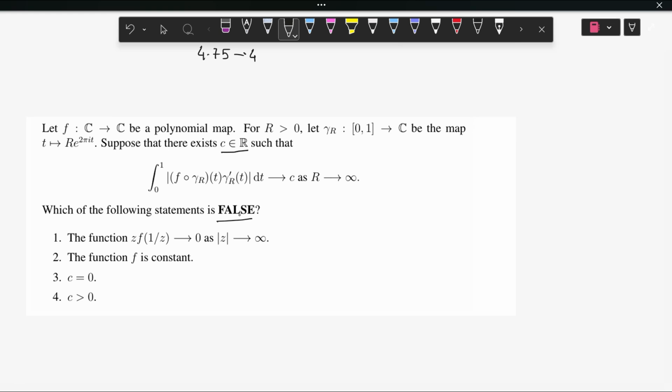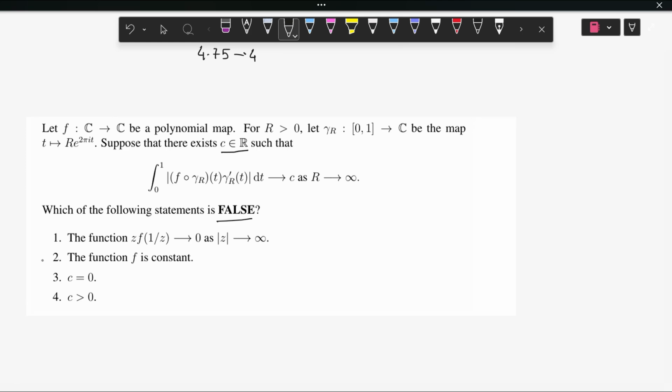So option 1 is saying that the function z f of 1 by z tends to 0 as mod z tends to infinity. Option 2: the function f is constant. Option 3: c is equal to 0, and option 4: c is greater than 0. So अगर आप options को ठीक से देखेंगे तो आपको पता चलेगा option 3 और option 4 दोनों में से एक गलत होगा ही होगा, क्योंकि option 3 में बोल रहा है c is equal to 0 and option 4 में बोल रहा है c is greater than 0। दोनों एक साथ नहीं हो सकता। So any one of 3 and 4 is our required option. So from that I can say that option 2 is definitely correct.